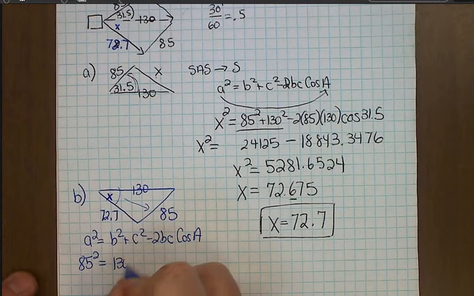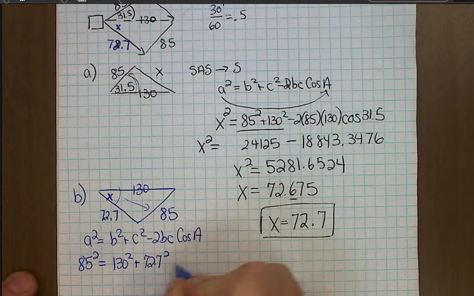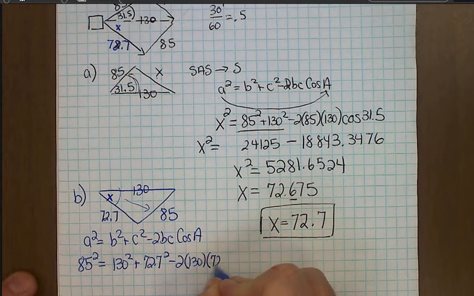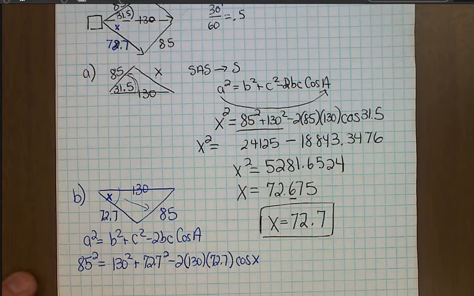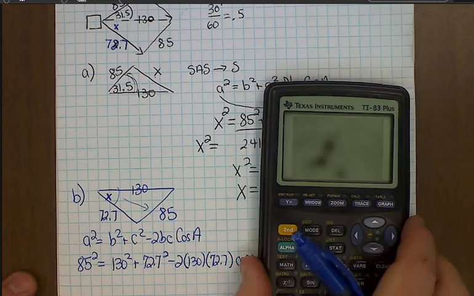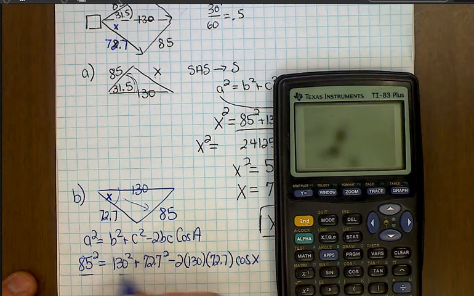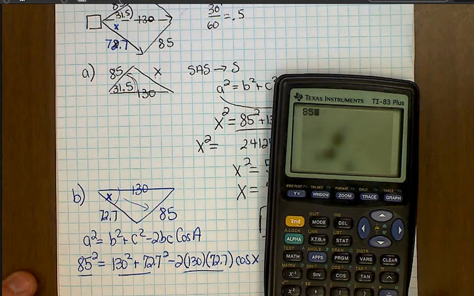B I'm going to call 130. C I'm going to call 72.7. So that's being squared. 2 times 130 times 72.7 times the cosine of x. This time we don't know what that x is. Again, with the calculator, we can evaluate. So now I'm going to evaluate this, and the number in front of the cosine, so you can plug the numbers in later. I'm going to just do that quickly.